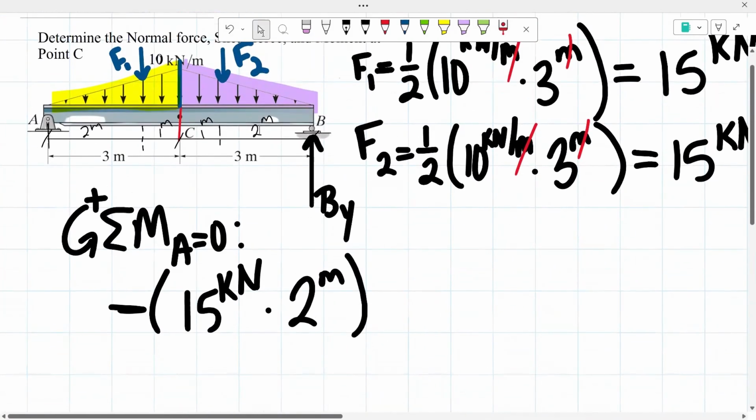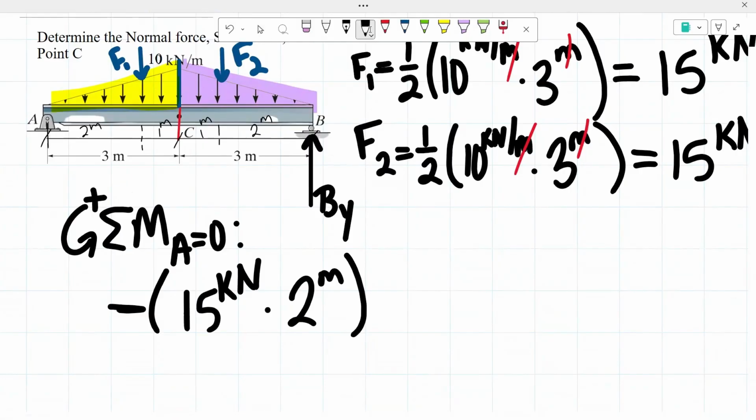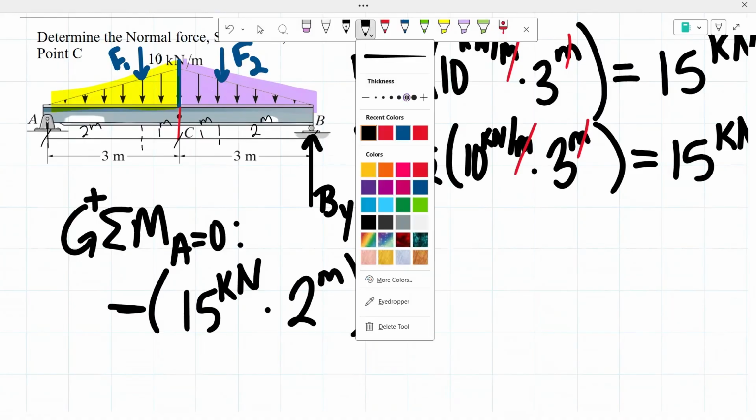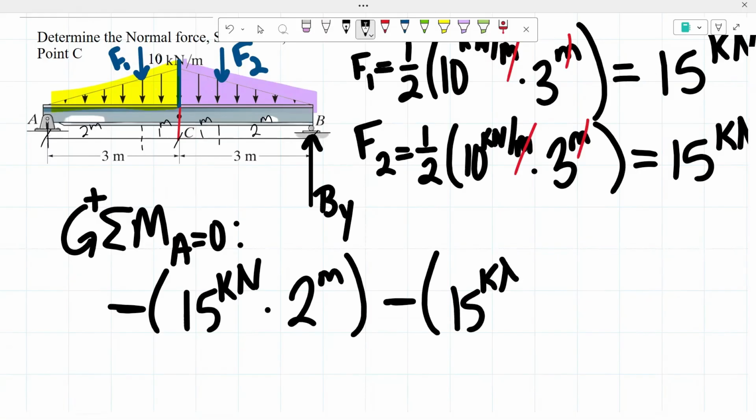So we have that. Now we have our second concentrated force, that's also acting downwards. So we know it's going to be creating that clockwise moment, meaning another negative moment, with a force of 15 kilonewtons again. And now this time for the distance, we have 3 meters here, and then from here to here, we have an additional 1 meter, so that gives us a total distance of 4 meters.